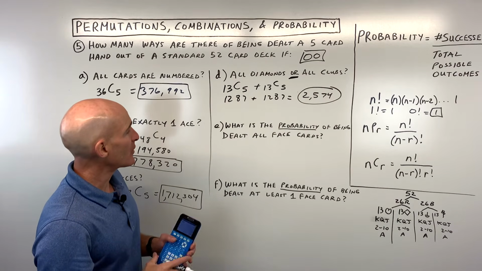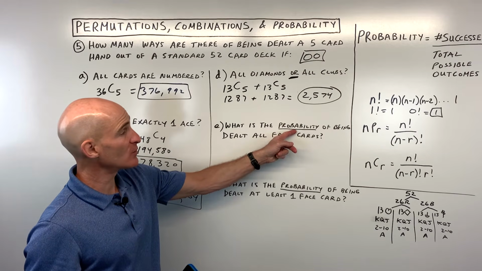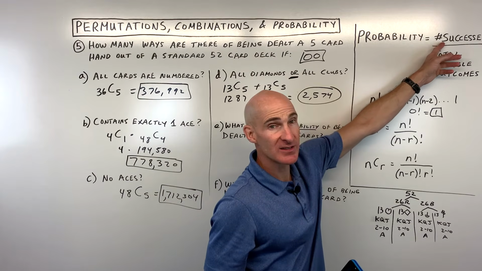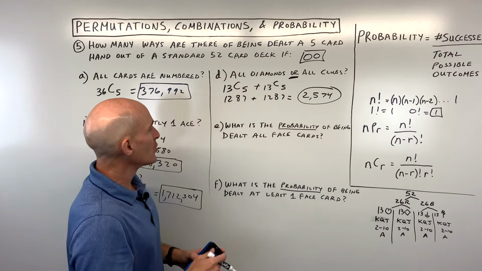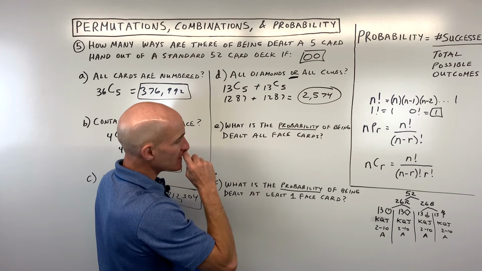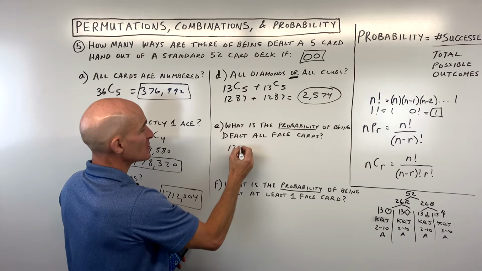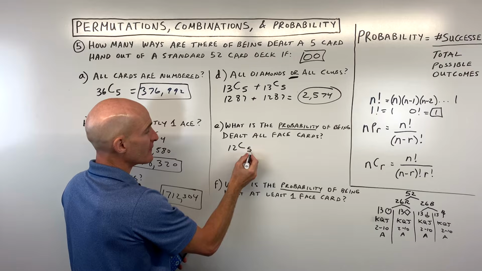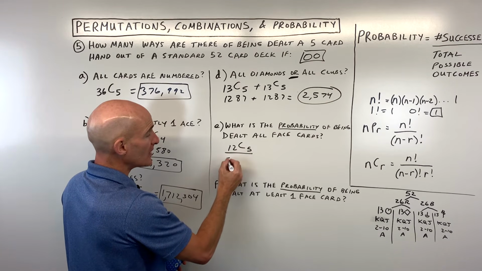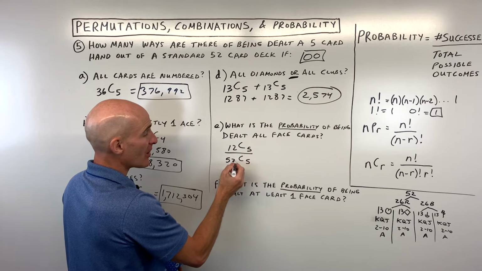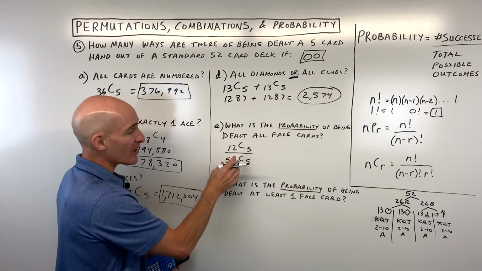Okay, so for letter E now, what is the probability of being dealt all face cards? Okay, now notice we're dealing with probability. Probability is the number of successful outcomes, or what we want, divided by the total possible outcomes. So being dealt all face cards. Face cards, we can see that there's 12 face cards. So out of 12 face cards, how many ways are there of getting 5 out of that 12, where the order doesn't matter, divided by the total ways of being dealt 5 cards out of the 52 card deck. See, probability, again, it's what you want out of the total.